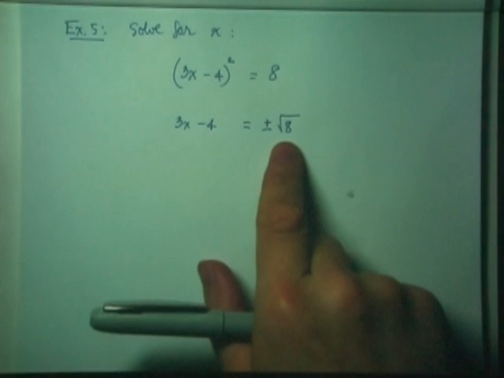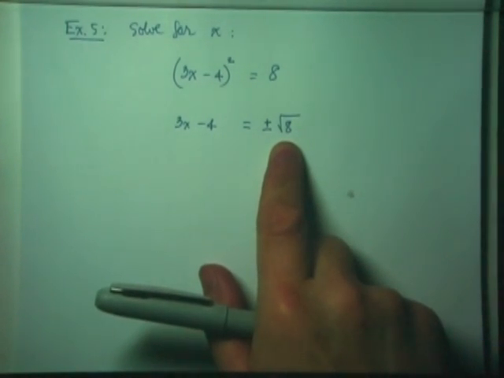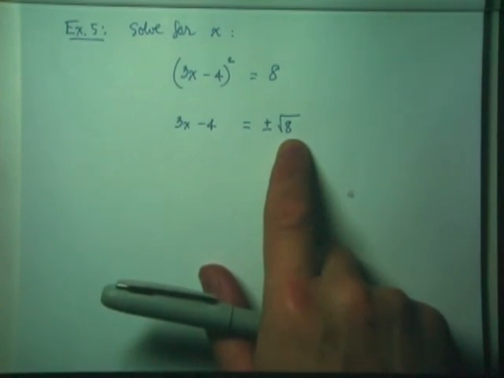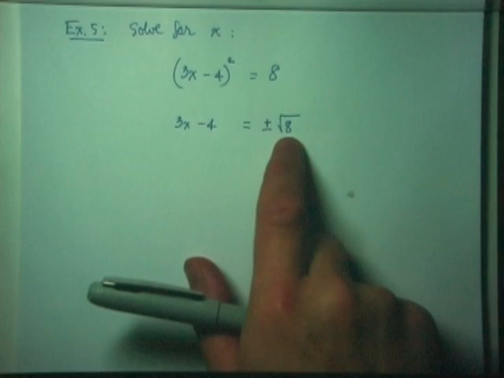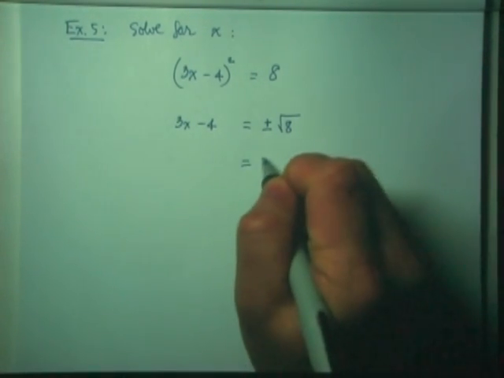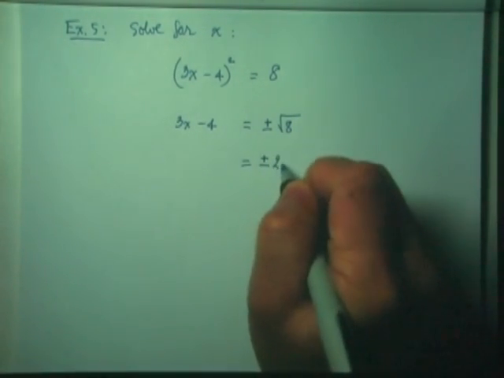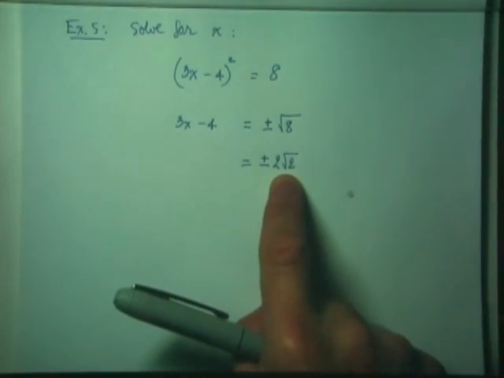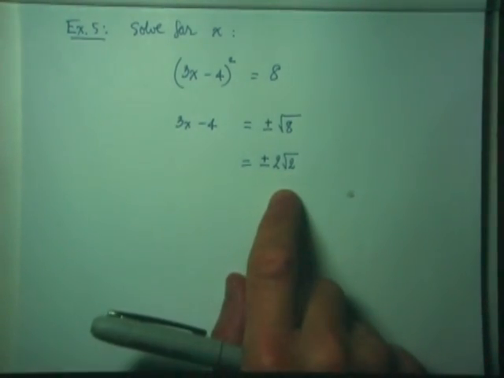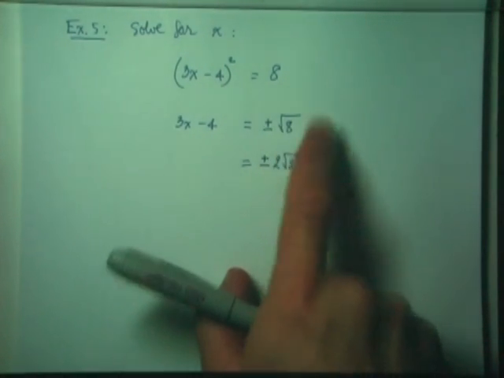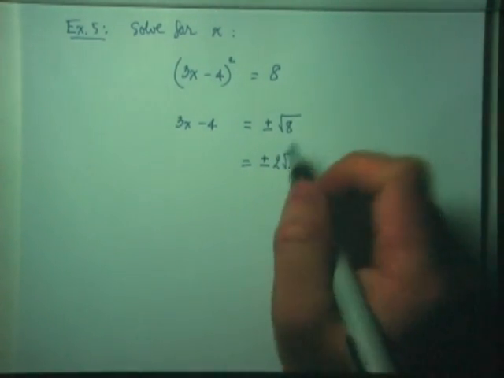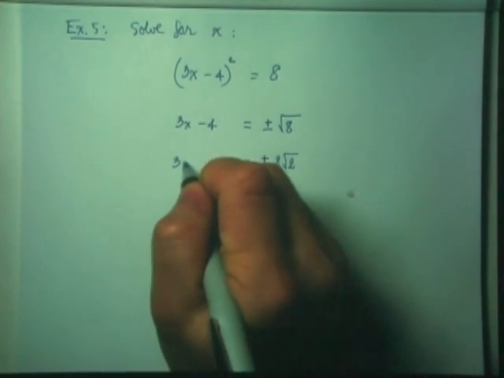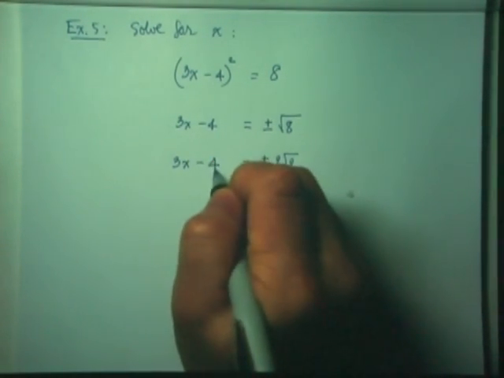Keep in mind, you can reduce the square root of 8, because 8 itself is not a perfect square. So plus and minus square root of 8 reduces into plus and minus 2 square root 2. I recommend that you go back and review your reducing radicals skill, because we need this quite often in this class. Once again, square root of 8 equals 2 square root 2. The left hand side is the same, 3x minus 4.